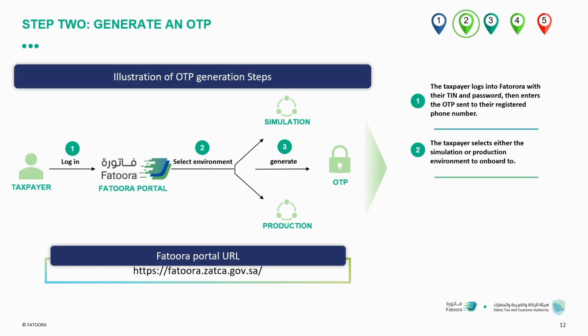So that means each invoice submission in the simulation environment will not be captured by Zatka as a real invoice submission, unlike the production environment. Every invoice submission in the production environment will be captured as a real invoice and will be taken into an account. After selecting the environment, taxpayers can generate the OTP by clicking on Onboard a new device icon.